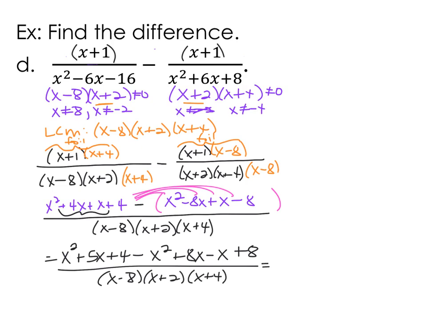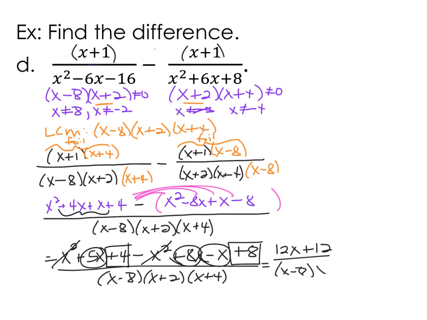Let's combine our numerators. What do we have? X squared. Ooh, they cancel out. That's nice. And then we have 5x plus 8x minus 1x for a total of 12x. Positive 4 as a constant, positive 8 as a constant, plus 12. All over x minus 8, x plus 2, and x plus 4. There's our simplified numerator.